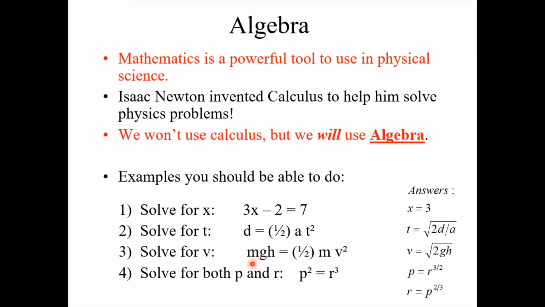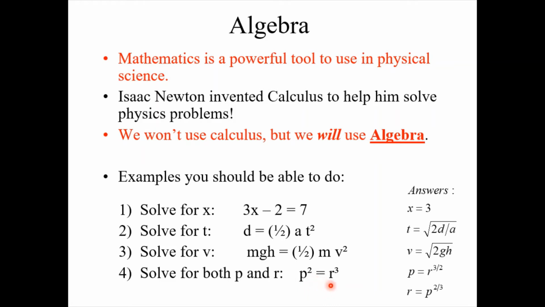Something like this expression, mgh equals 1/2 mv squared. You should be able to solve this for v. All right, even though we don't have any numbers in here, you can still solve it. You should be able to realize that you can simplify this by canceling the m's on both sides, and then isolate the v squared, take the square root, and you should get v equals square root of 2 times g times h.